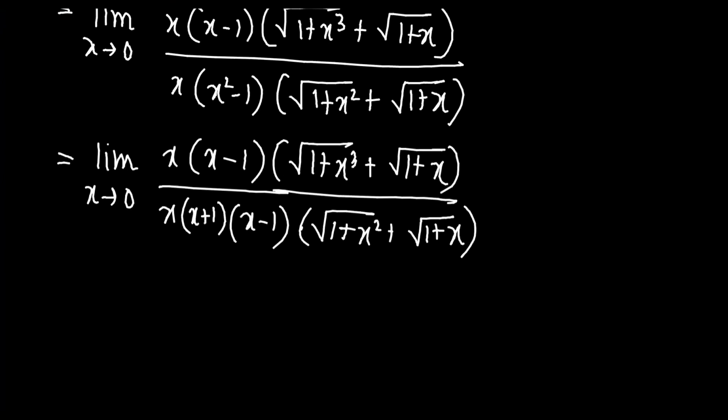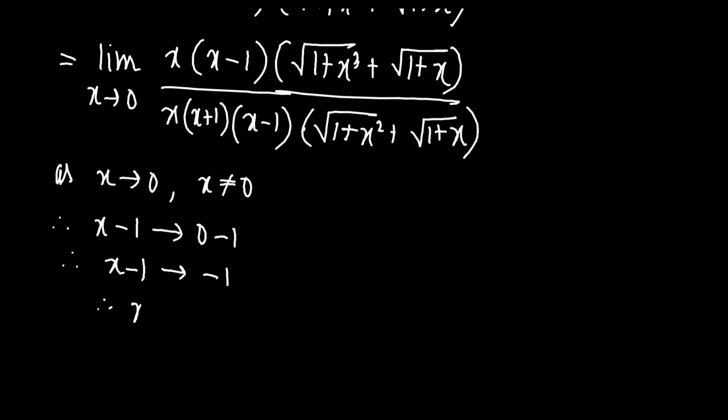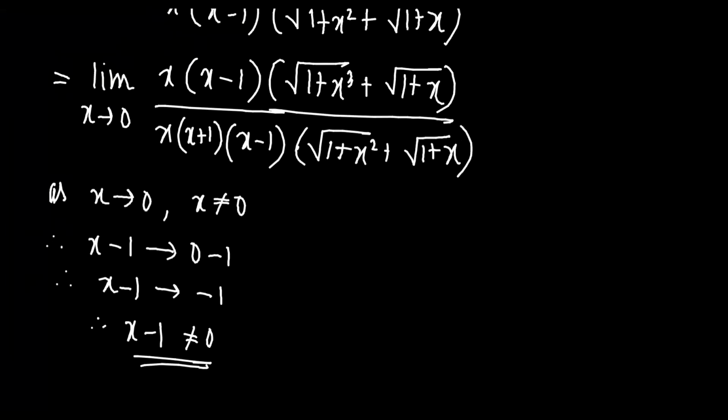Okay, now here as x tends to 0, therefore x is not equal to 0. Again, as x tends to 0, if we subtract 1 on both sides, then x minus 1 is tending towards minus 1. That means x minus 1 is also not equal to 0. So if x is not equal to 0 and x minus 1 is not equal to 0, then we can cancel out x into x minus 1 in the numerator and denominator. So this and this cancelled out.